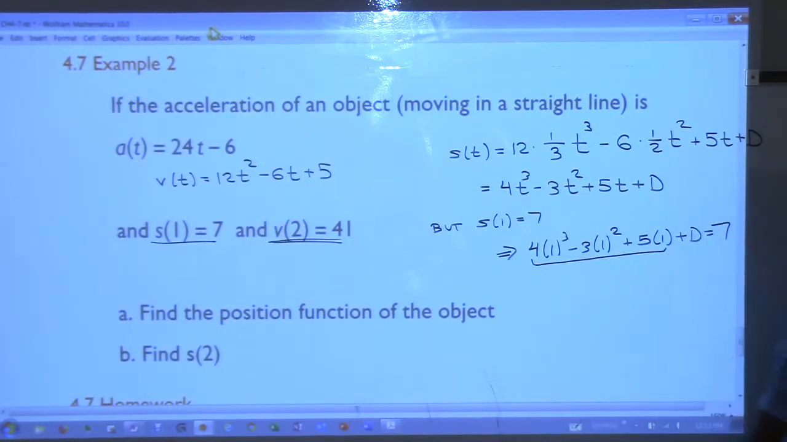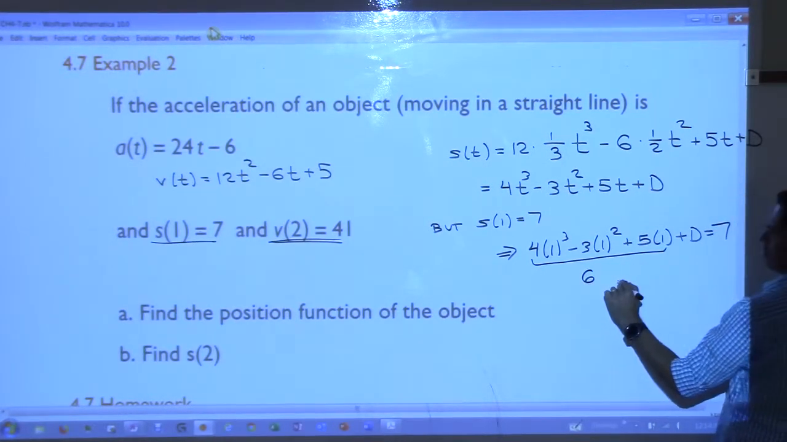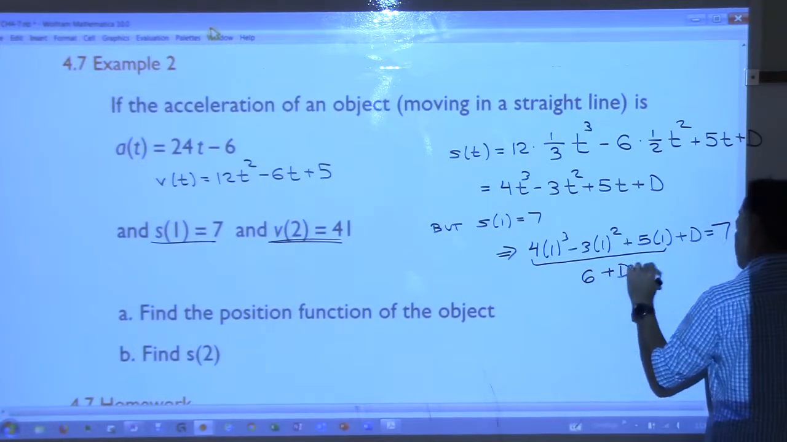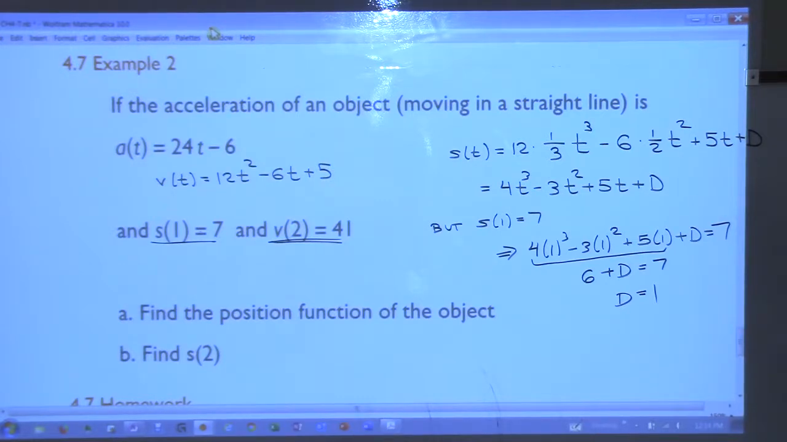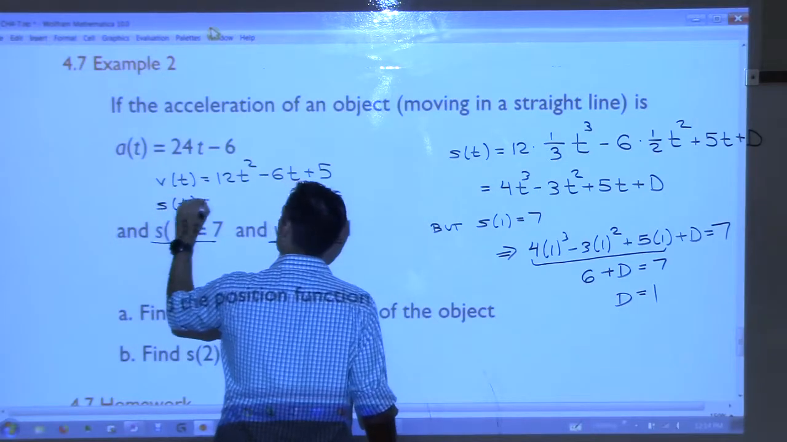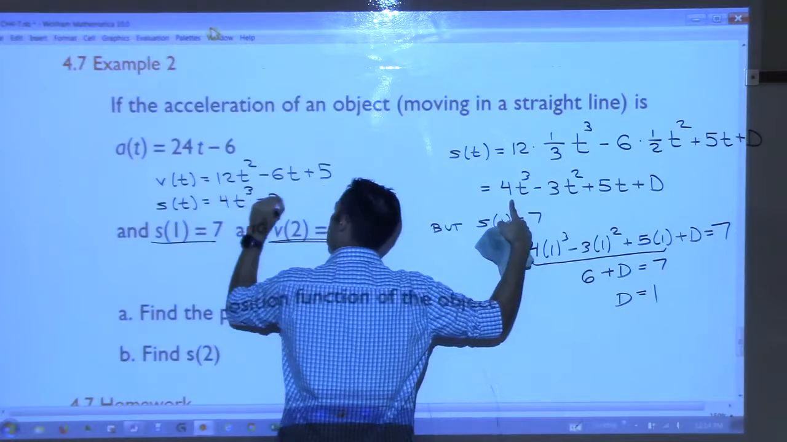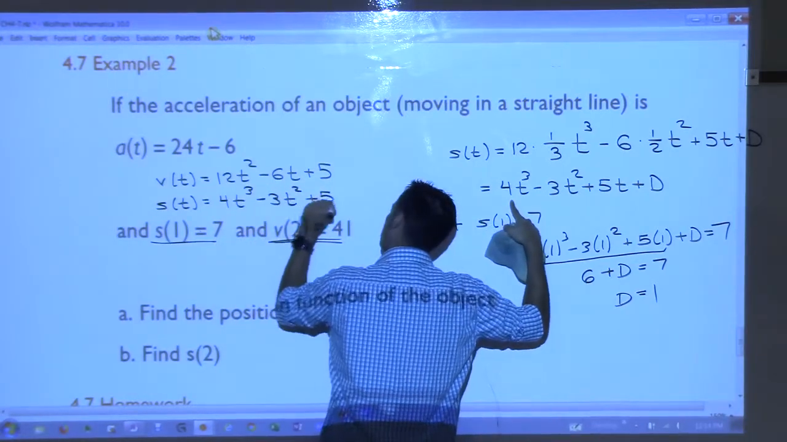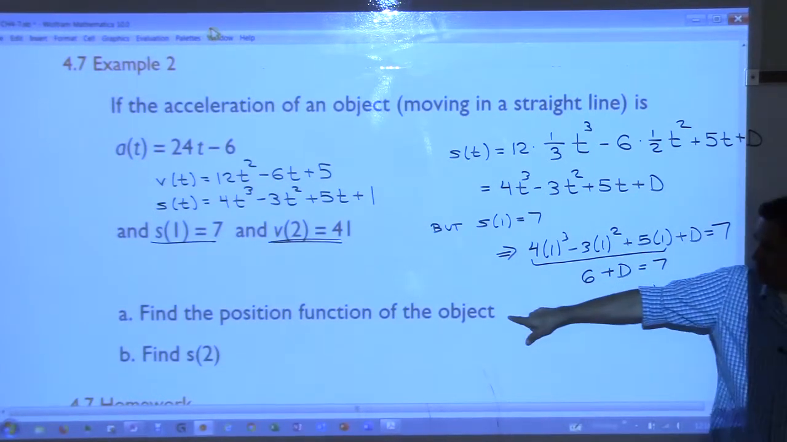What is all this? 6. Okay, so we get 6 plus d equals 7. So d is 1. So now we have d, which means we've nailed down the position function, haven't we? And that means we've answered part A. So the position function is 4t cubed minus 3t squared plus 5t plus 1, because we found that d is 1. So does everyone agree we found the position function of the object?